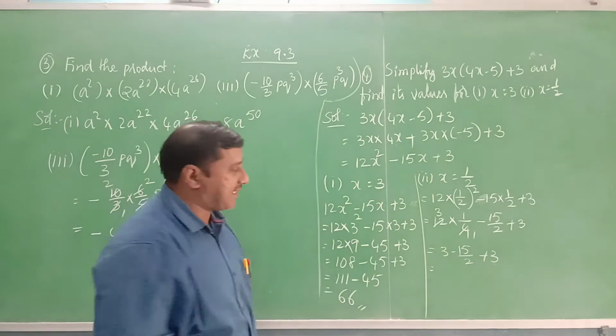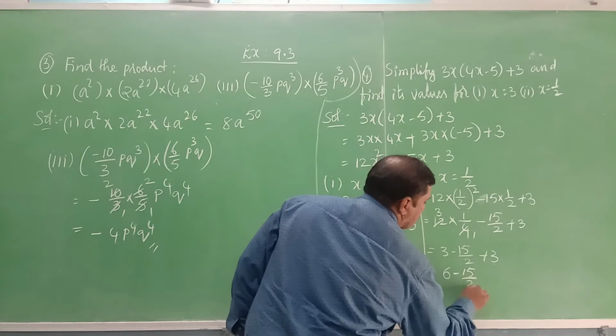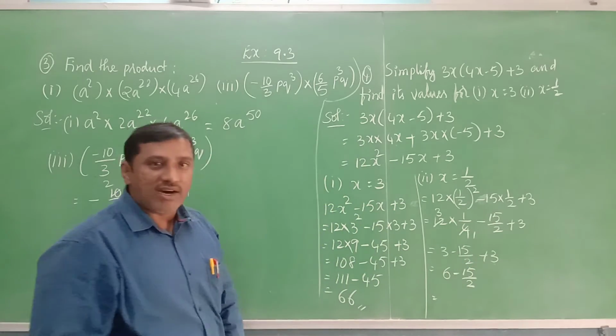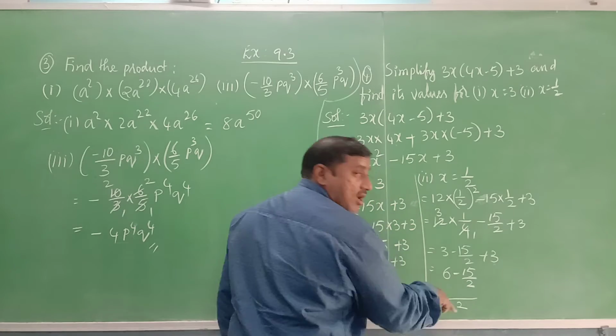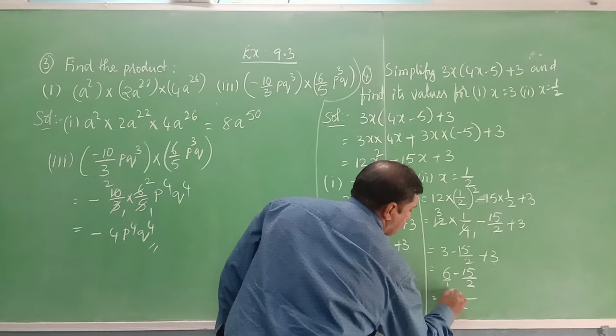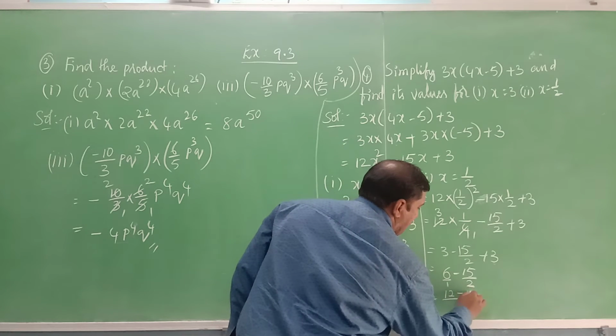Now you can add 3 plus 3, it is 6. 6 minus 15 by 2. And you simplify this. 6 means it is 6 by 1. Take LCM for this. You get 2 is the LCM. 1 2s are 2. 2 6s are 12. 12 minus 2 1s are 2, 1 into 15 is 15.